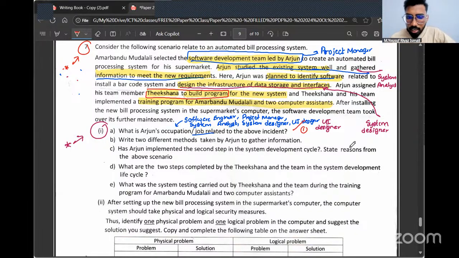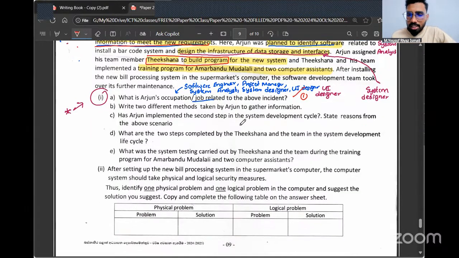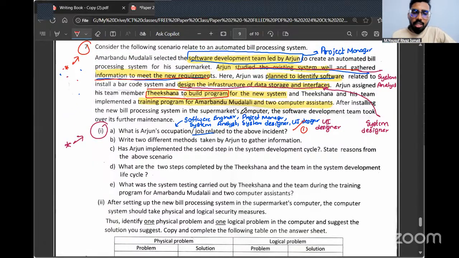Next, write two different methods taken by Arjun to gather information. Now, in this scenario, it is not very clear who is doing what. But they have mentioned he studied the existing system well and gathered information to meet the new requirements. So they have not exactly mentioned what he did to study the existing system or to gather the new information.